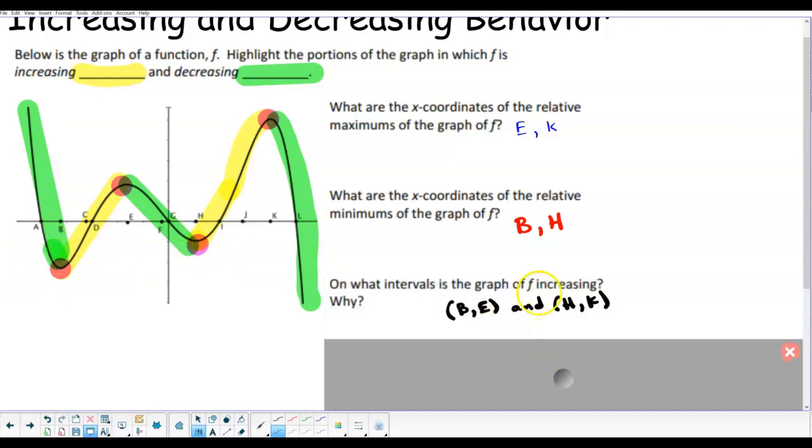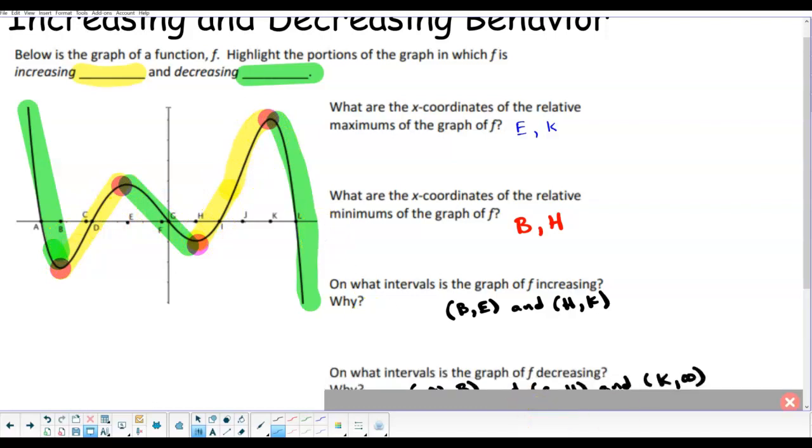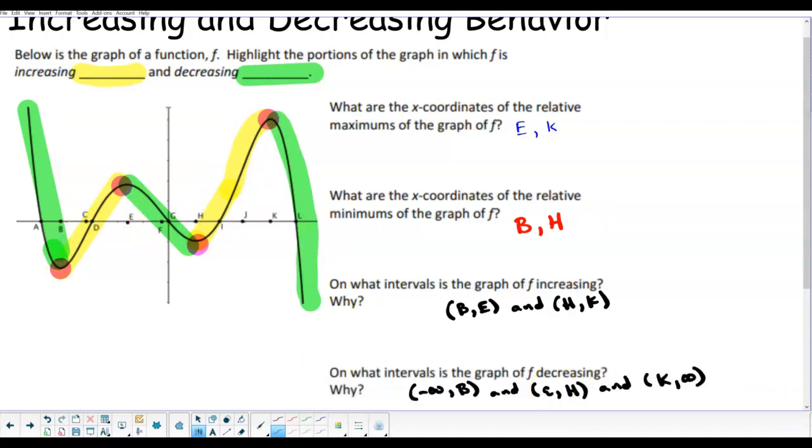And then on what intervals is f increasing? That's the yellow highlighted parts from B to E and H to K. And then when are we decreasing? We are decreasing on the green spots. So we go from negative infinity all the way to B, and then we go from E to H and K to infinity. And notice these intervals are all set up by x values.